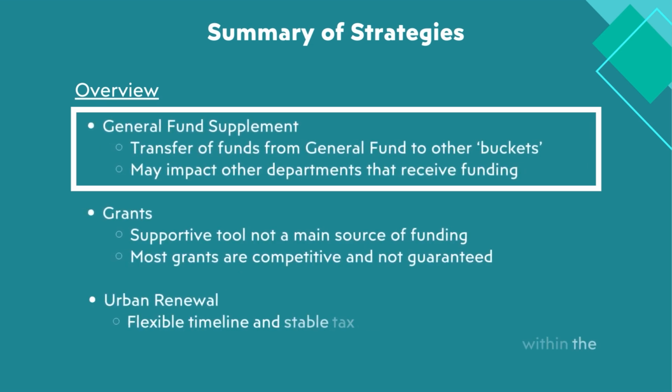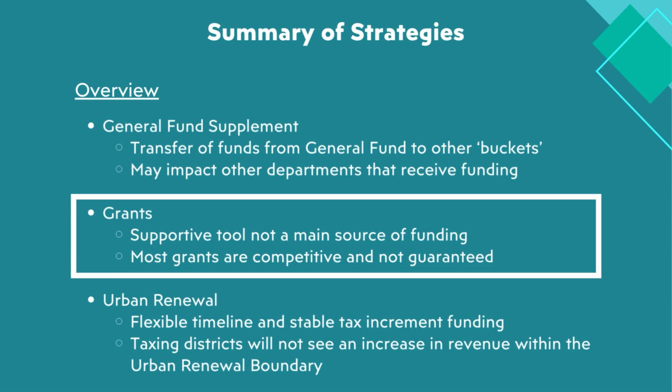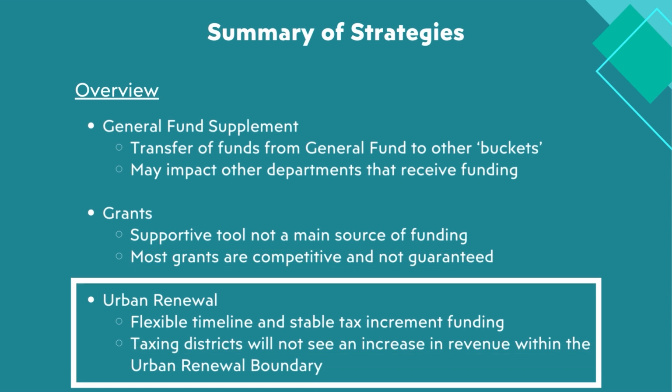Then we have General Fund Supplement. This is the transfer of funds to help support projects and department buckets. However, it might not be a sustainable long-term strategy. Next is state and federal grants, which provide extra funding for improvement projects, but may be part of a competitive grant and not guaranteed. And finally is urban renewal, a flexible allocation of property tax to fund streets within a designated boundary. Benefits will be limited to the boundary, but may increase interest in the nearby properties.